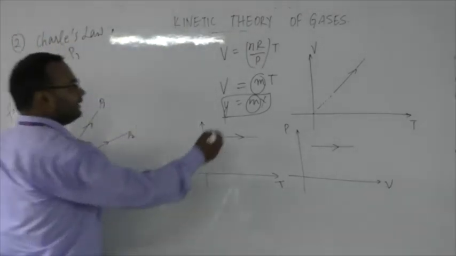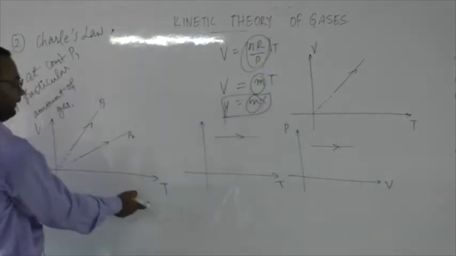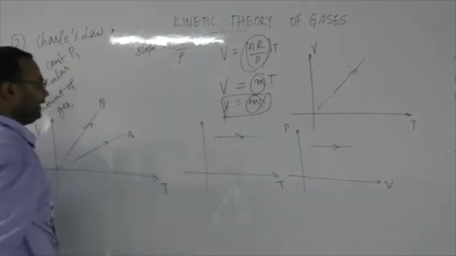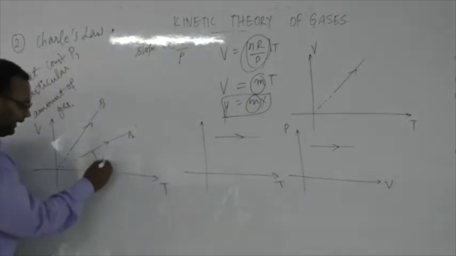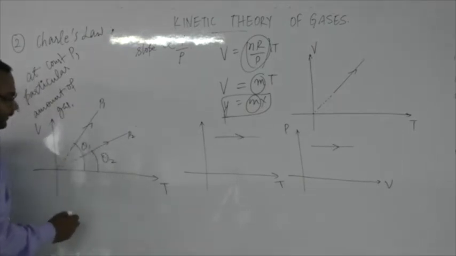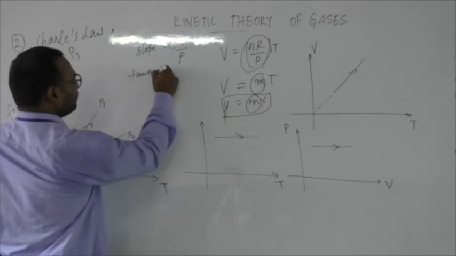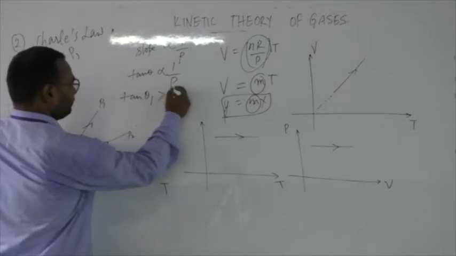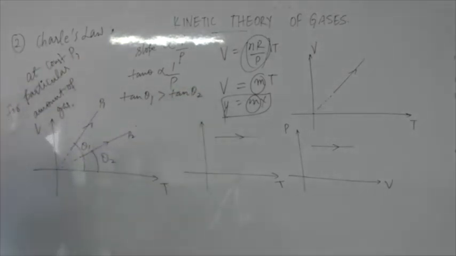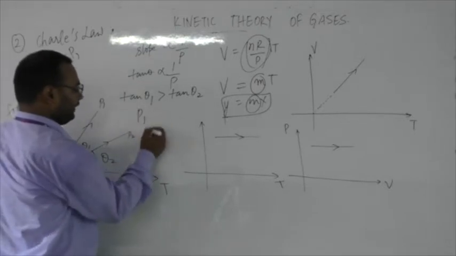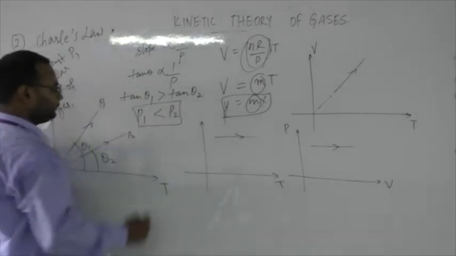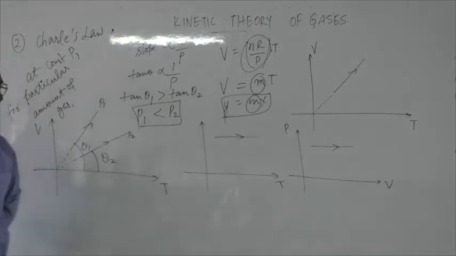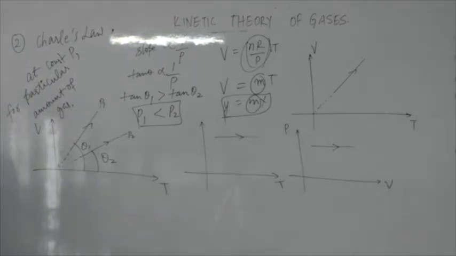Now you know that the slope of the VT curve is NR upon P. That means the slope is inversely proportional to P. Now slope is again defined by the theta angle. So if I say theta 1 and theta 2 for this, tan theta is proportional to 1 by P. Now here you can say that tan theta 1 is more than tan theta 2. That means, being inversely proportional, P1 will be less than P2. So the more the slope, the lesser the pressure. So P1 is less than P2. So this was Charles' law.